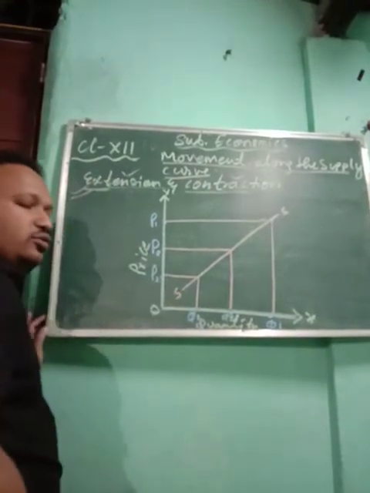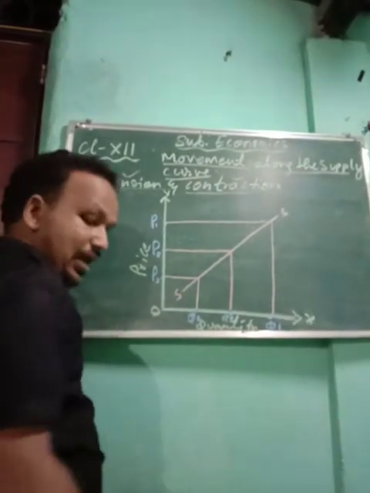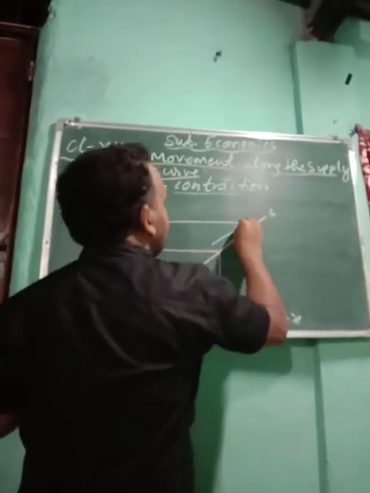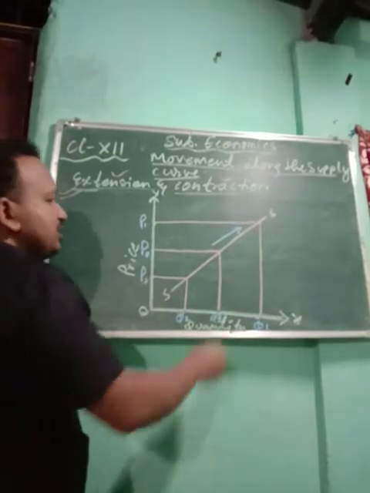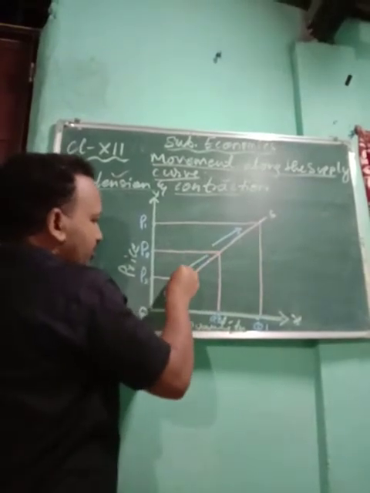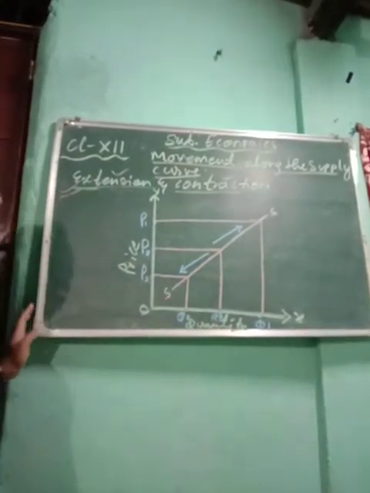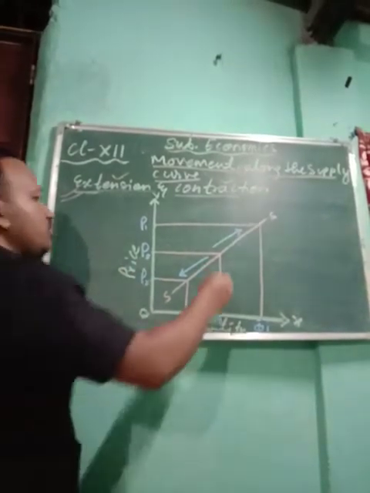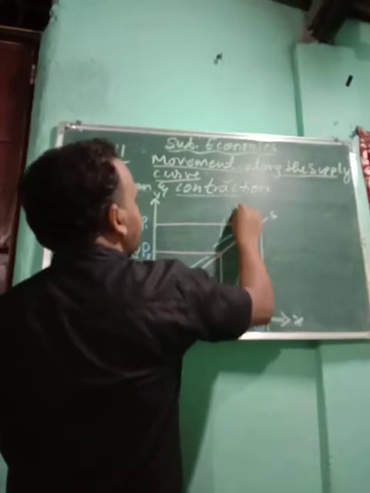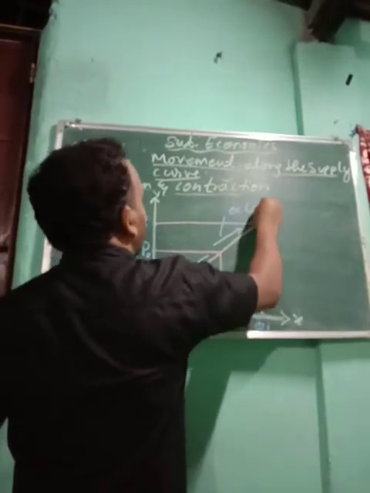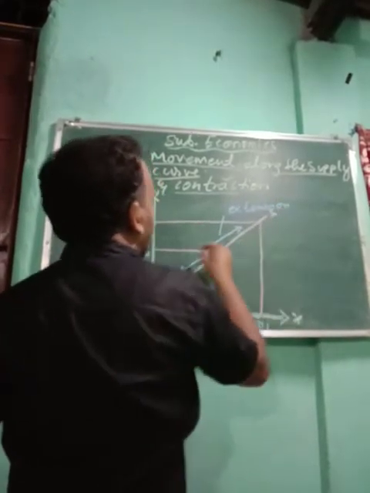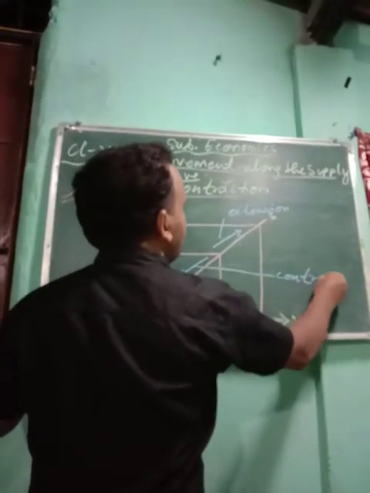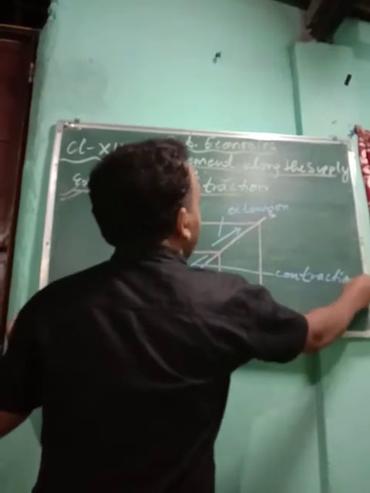Now you have to show extension and contraction with the given arrows. So you can show this arrow, it shows your extension, and this downward arrow shows a contraction. Okay, so you have shown both contraction and extension. So this is your extension and this is your contraction.